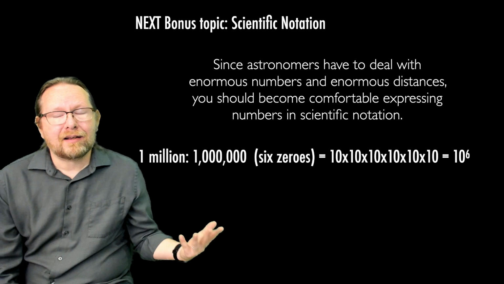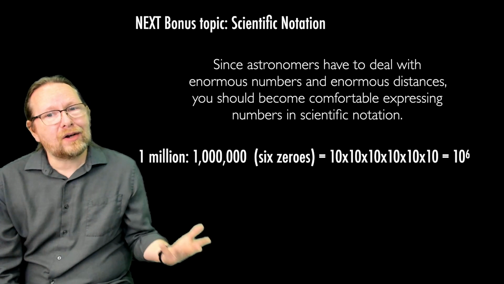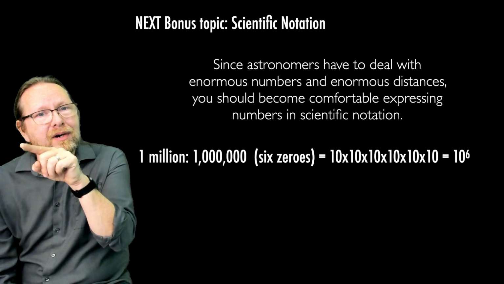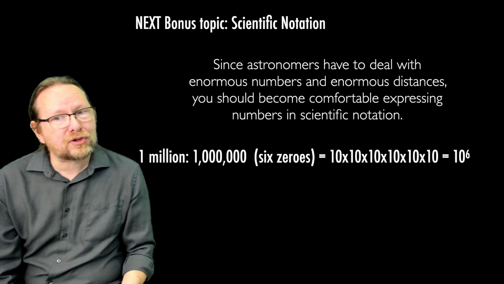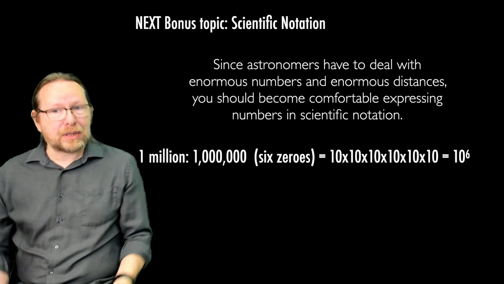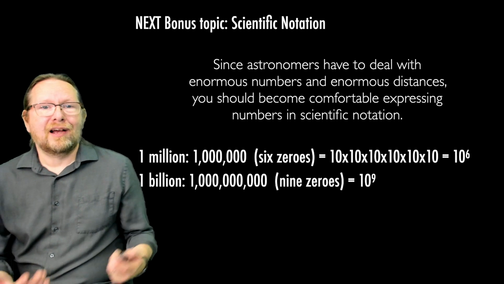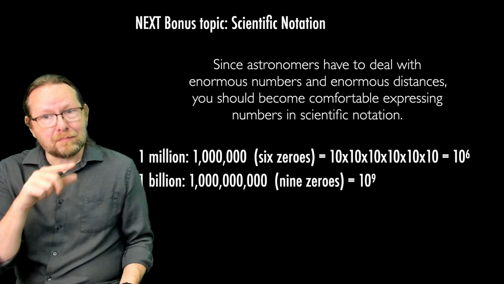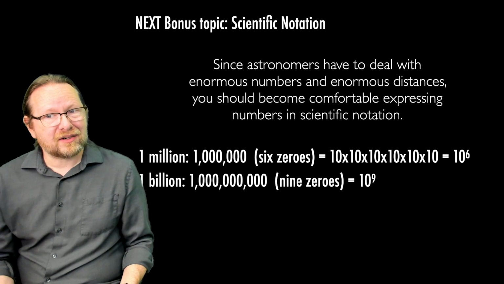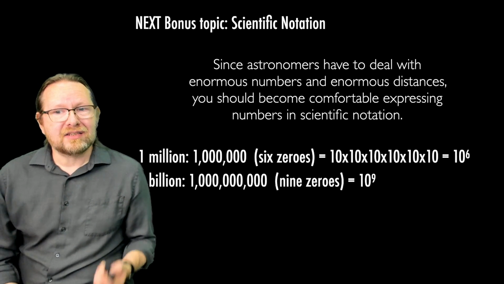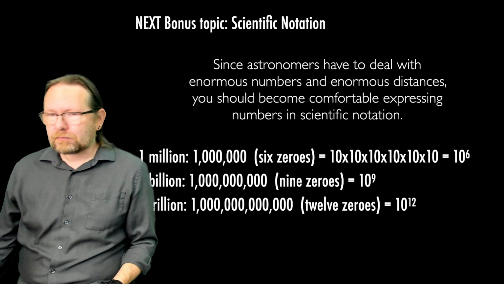I could write 12 million as 12 times 10 to the 6th. The exponent of the 10 tells you how many zeros to write after the number you just wrote. So a billion is 9 zeros. A billion is 10 to the 9th. A trillion is a million million, which is 12 zeros. So a trillion is 10 to the 12th.